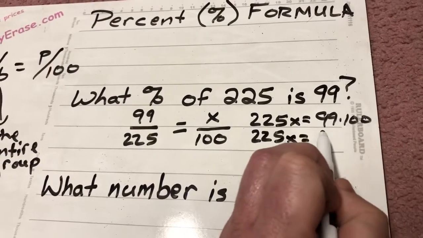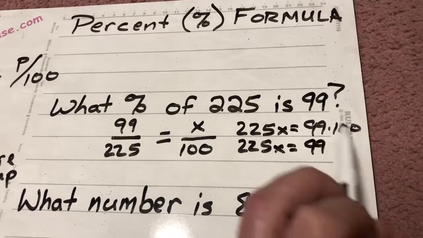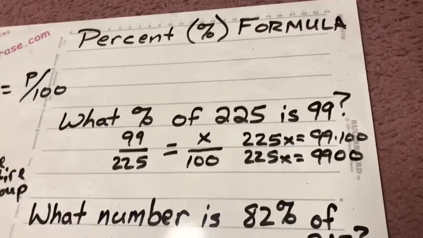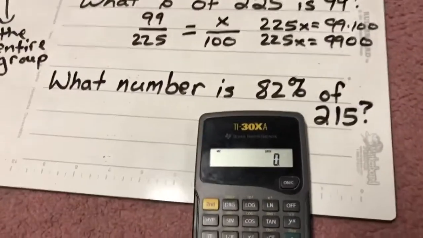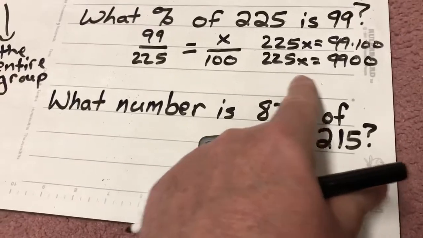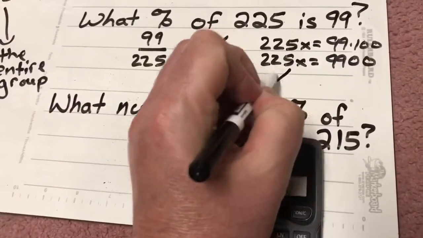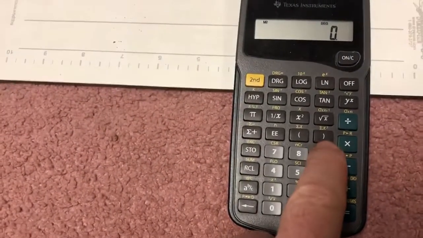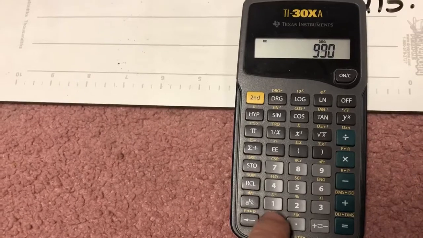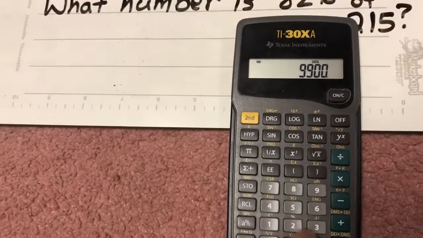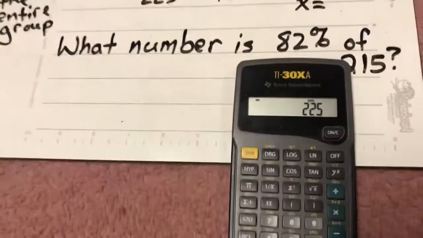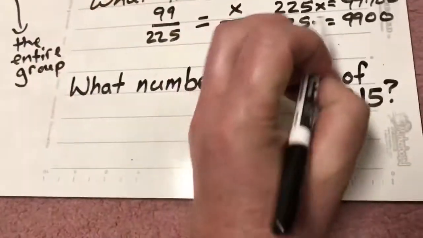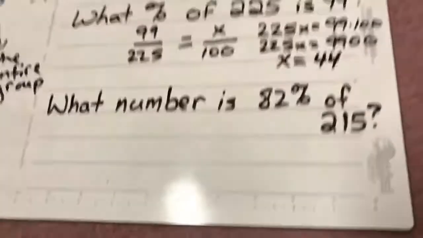99 times 1 is 99, and then I add the 2 zeros, I get 9,900. Even Mr. Swack needs a calculator every now and again. So to solve for X, if 225X equals 9,900, I'm going to take 9,900 and divide that by 225. I press my equals button, and I get 44. X equals 44%.